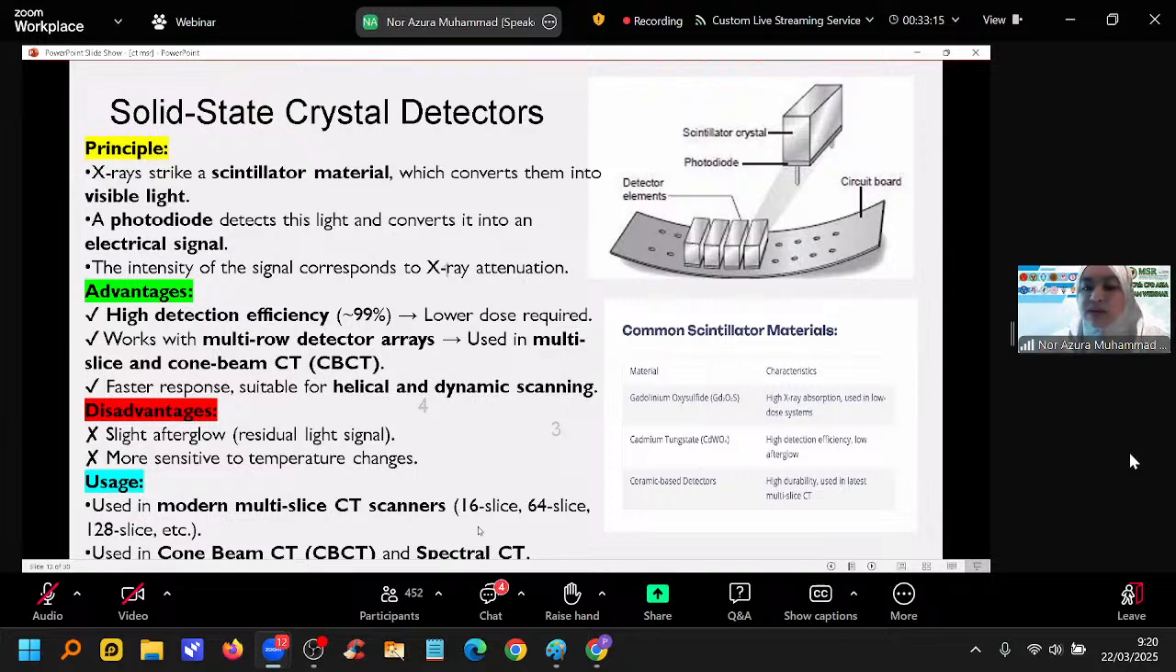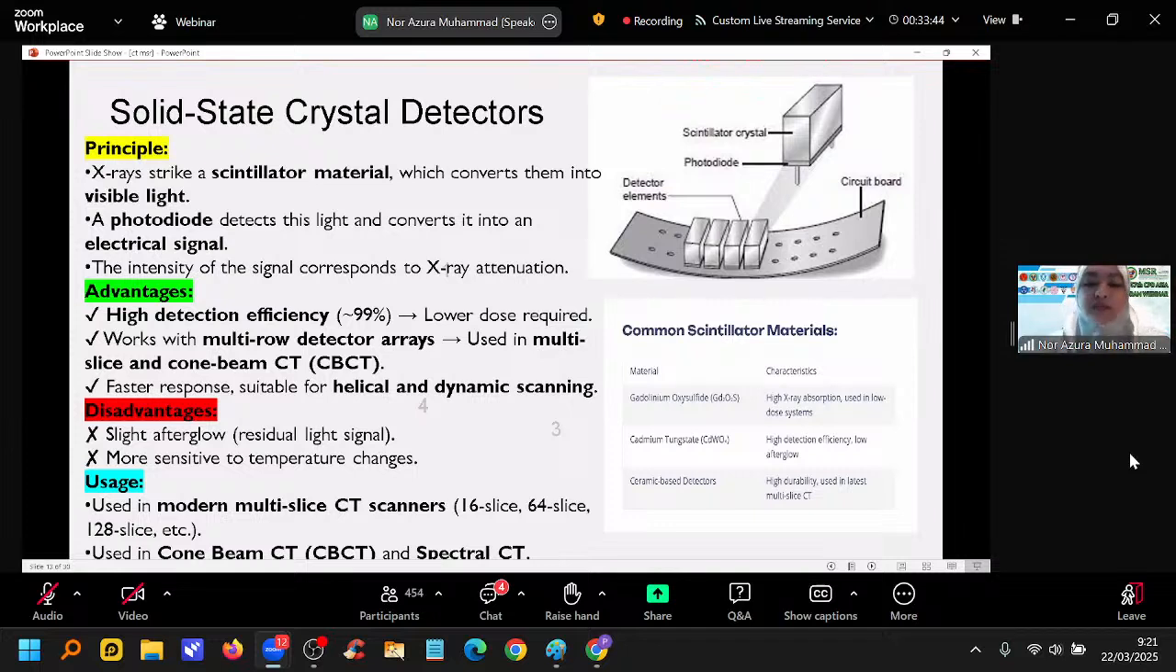Okay, so these are the common scintillator materials used today. First consists of gadolinium oxysulfide. The characteristic is high X-ray absorption, and it is used in low dose systems. Second is cadmium tungstate, with high detection efficiency and low afterglow. And last is a ceramic based detector. This one has high durability and is used in the latest multi-slice CT.